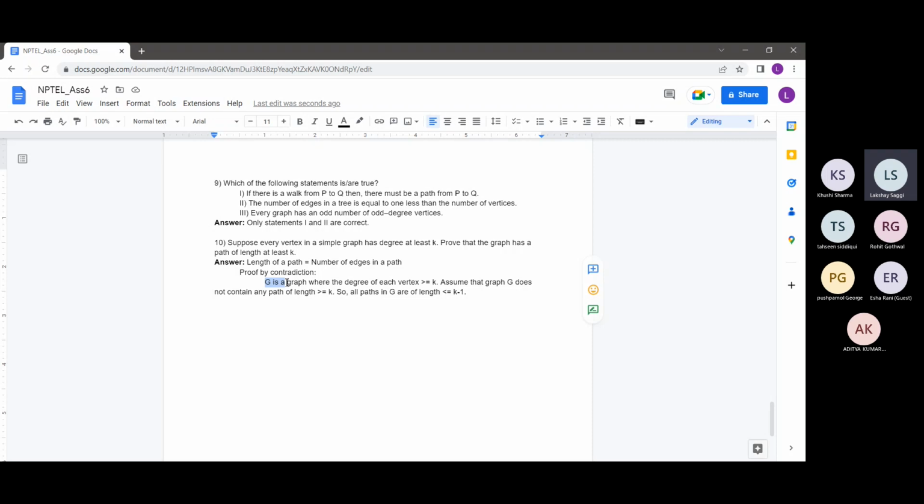So for proving the contradiction, we have assumed that G is a graph where the degree of each vertex is greater than or equal to k. Then we have assumed that G does not contain any path of length at least k, so all paths in G are of length less than or equal to k minus 1. So now comes the interesting part. Let me show this to you guys in the form of a diagram. So let's take any path.